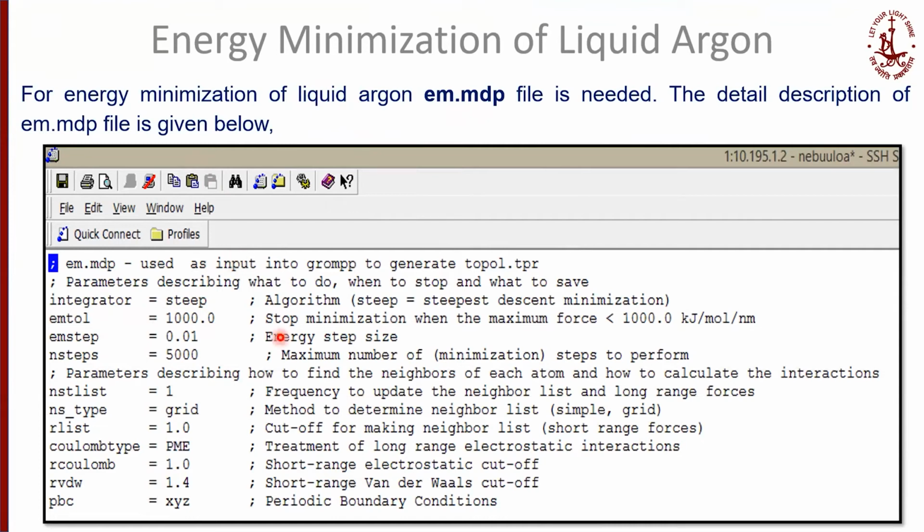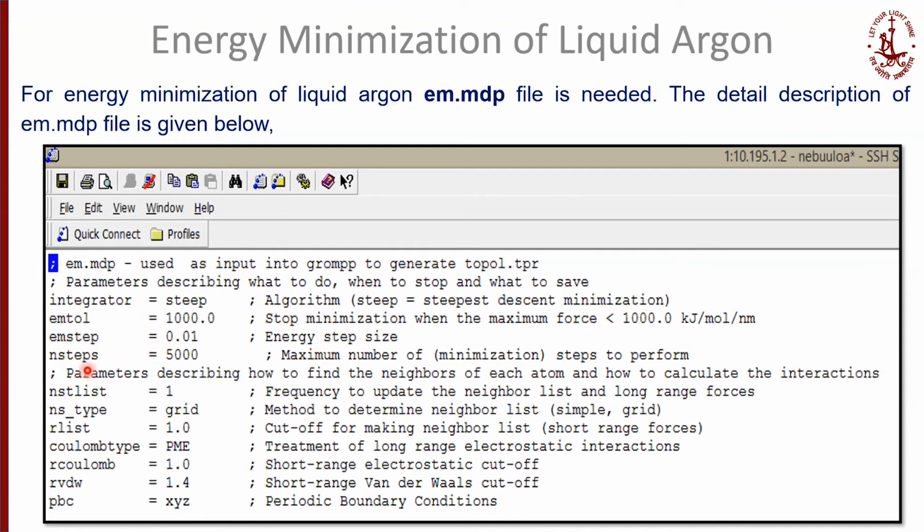Here it is the steep algorithm, that is, steepest descent minimization is used. This is the simplest algorithm and it works quite well for different systems. EM total is 1000.0. That means stop minimization when the maximum force is less than 1000 kilojoule per mole per nanometer. EM step 0.01. This is the step size.